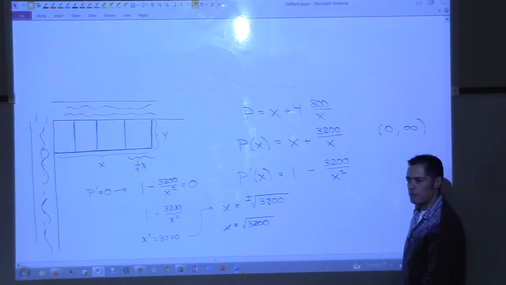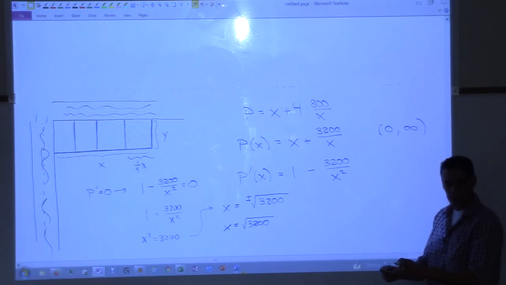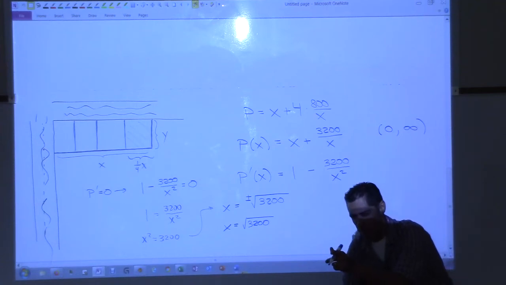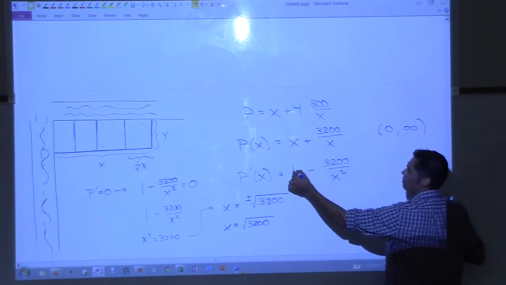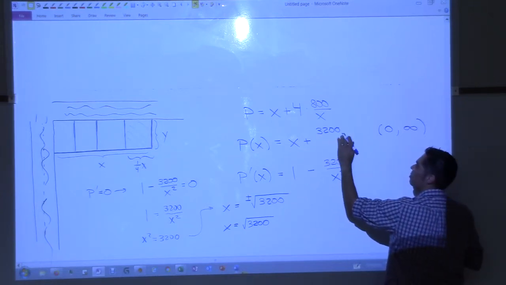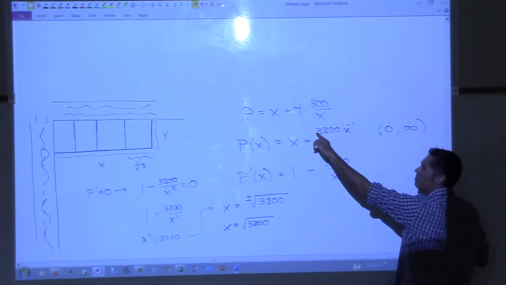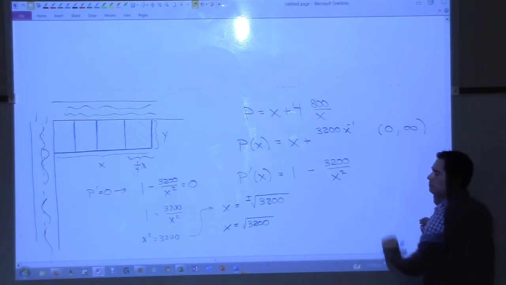Any questions? Danielle? How did you get that derivative? How did I get the derivative? Okay, so this right here is 3,200 x to the negative 1. And then I brought the negative 1 out, and then subtracted 1 from that, and then dropped it back down. Good?